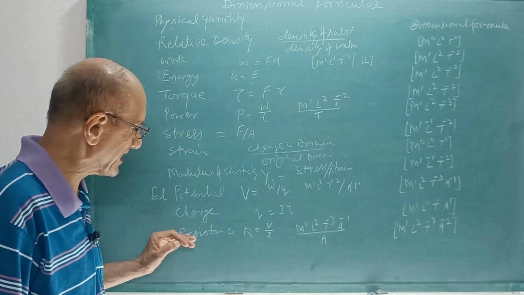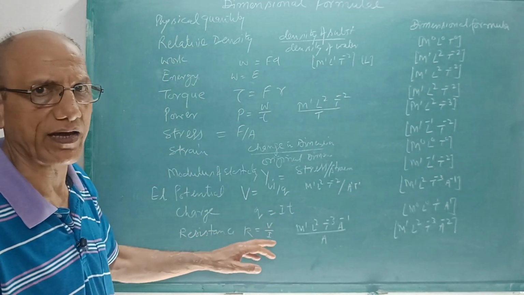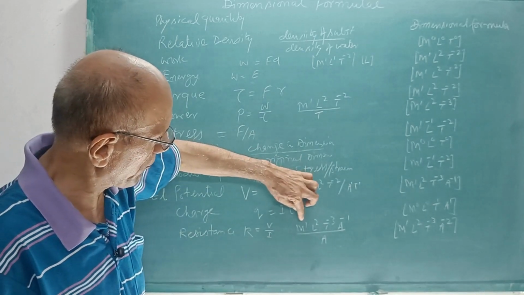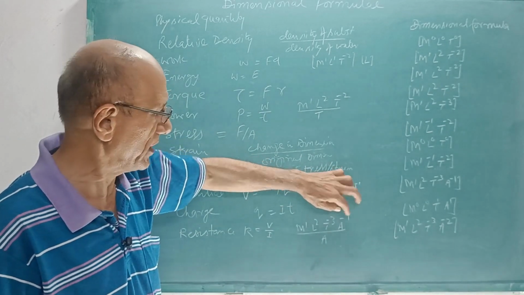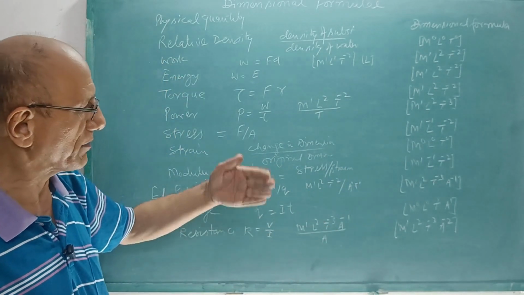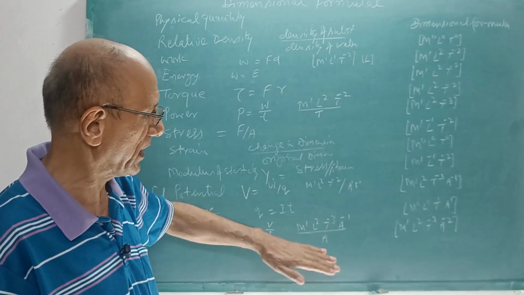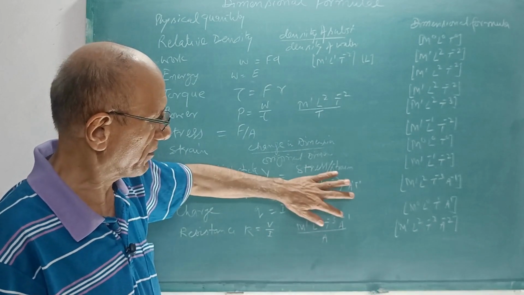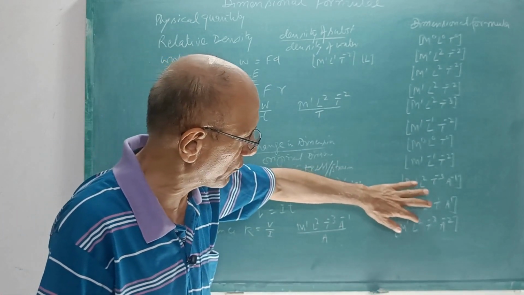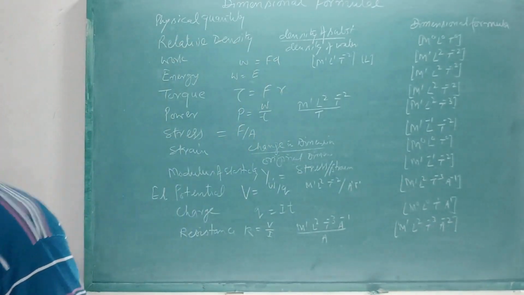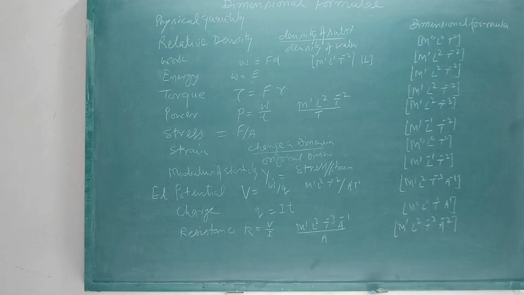Now we can find the resistance R equals to V by I. So here the potential is M1 L2 T minus 3 A minus 1 divided by A, then A comes out, then it becomes minus, A comes up, so it becomes minus 2. So M1 L2 T minus 3 A minus 2. So be well versed with the different formulas and then you will not have any problem.